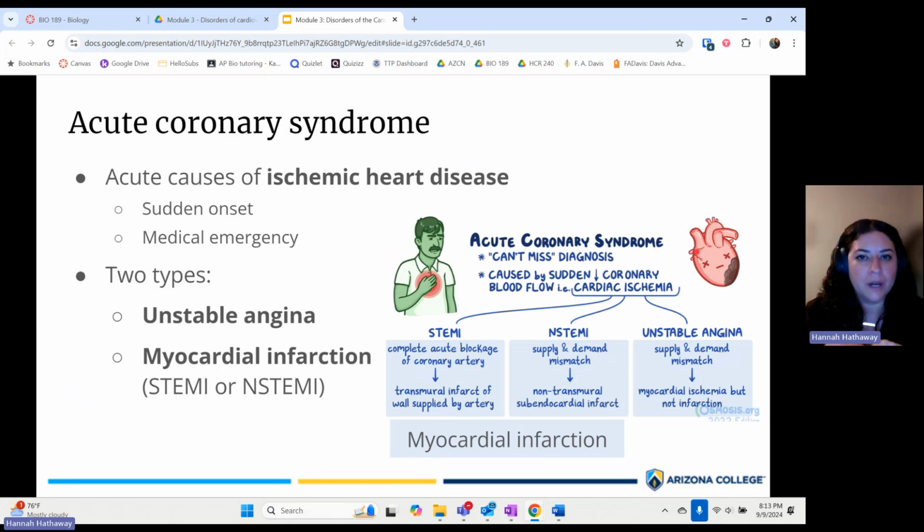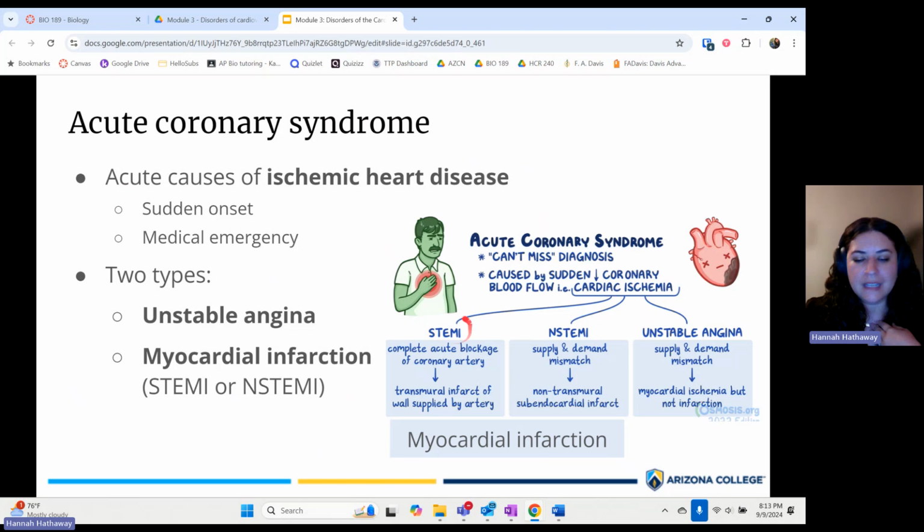And the second is a myocardial infarction, which is what people usually refer to when they talk about a heart attack. When you read through your chapter, you will notice that the textbook talks about some different types of myocardial infarction, STEMI or NSTEMI.